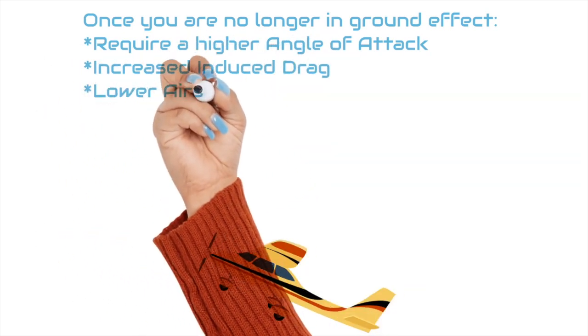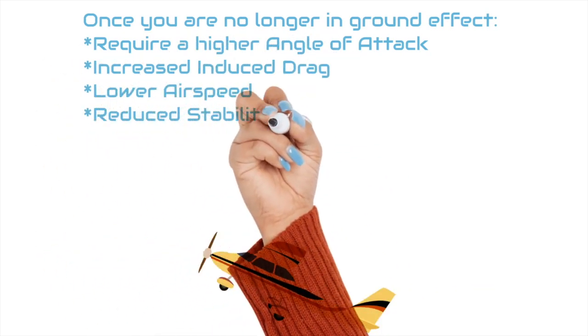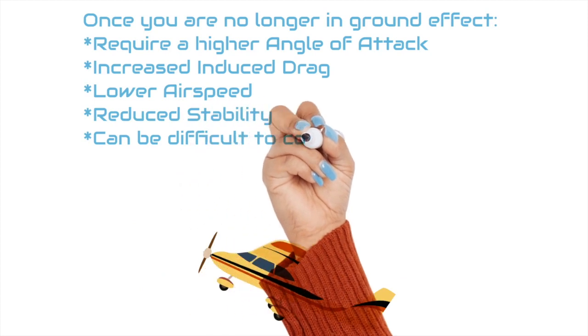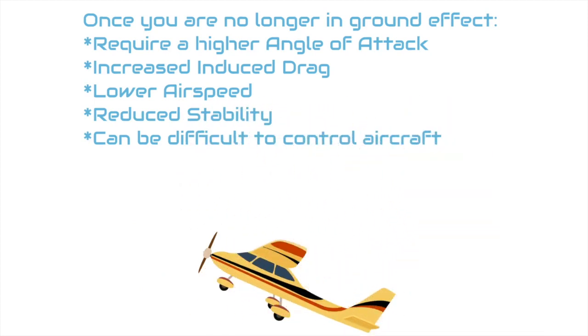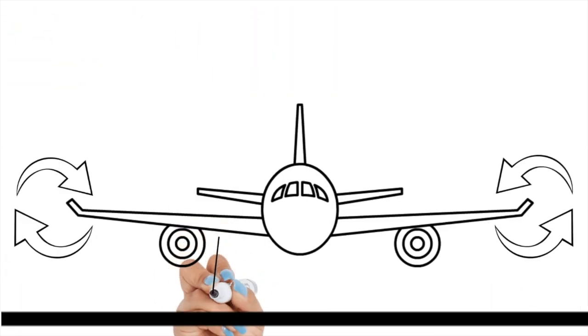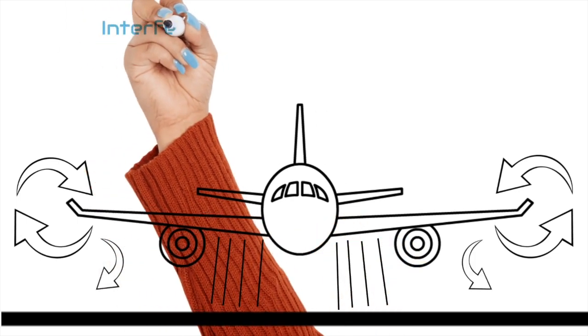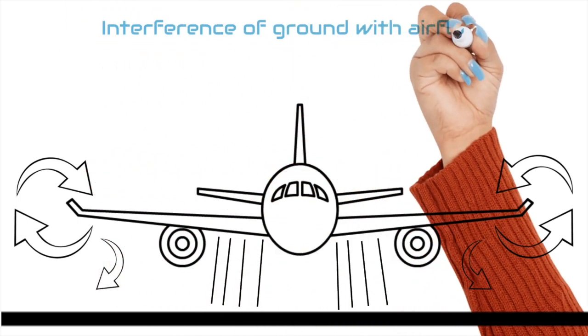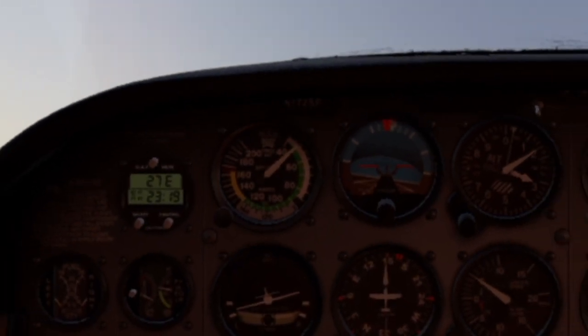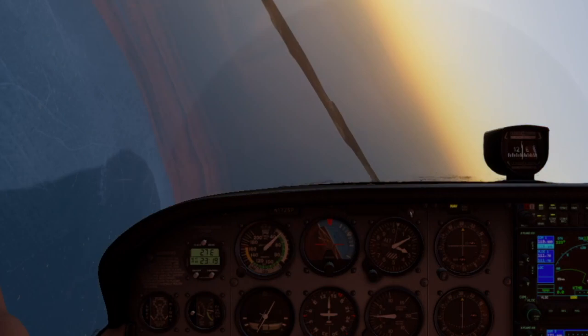This will also increase your induced drag, which will cause your airspeed to be lower and reduce your stability, which can make it tough to control your airplane. And once the airflow and drag go back to normal without the interference of the ground with the airflow, which had been giving you that added lift, you could find yourself with insufficient airspeed to maintain flight, and that could cause a stall spin situation.